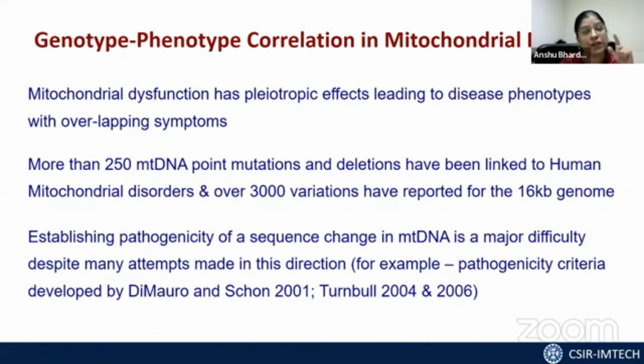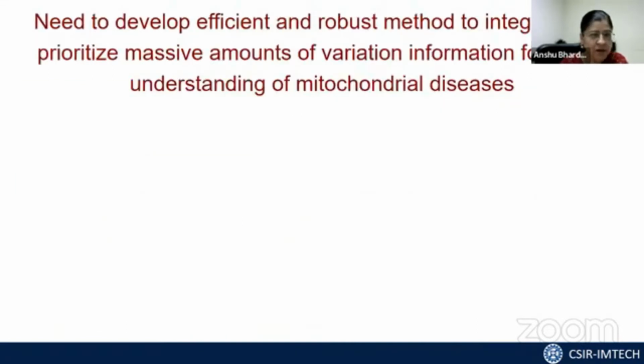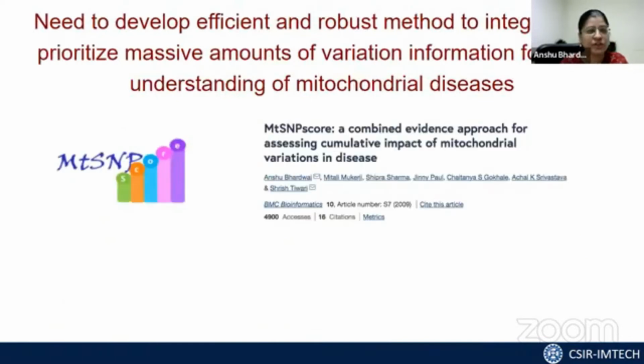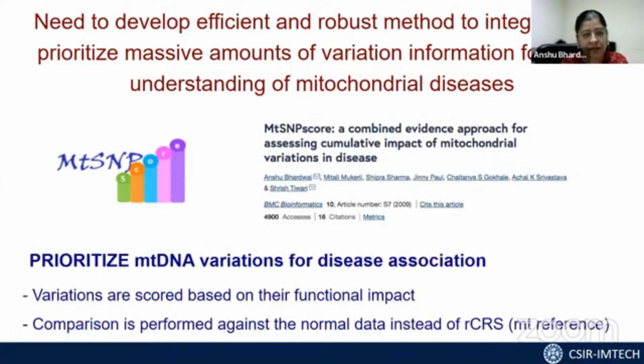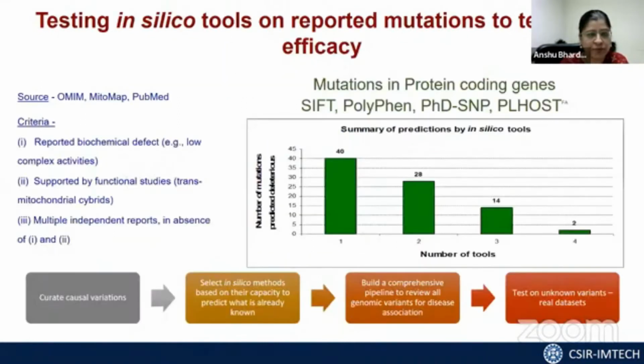The problem with genotype-phenotype correlation in mitochondria is that when you see these point mutations, the symptoms manifest in many different ways, making it very difficult to understand or establish pathogenicity of a change in mitochondria. And that is where we developed an algorithm which we called the MIT-SNP score. It was published a long time back. The objective is, how do you score variation for their disease association? Again, I'm not talking of causation here, so it's very important that I keep using the word association again and again. And comparison is performed against normal data sets. So I'll very quickly show you what we did.